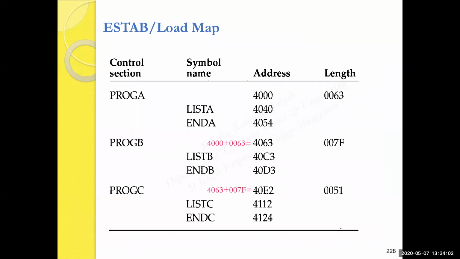As I mentioned earlier, loaders have the option to print what is known as a load map, which labels all external symbols and their addresses, also including the length. This is a snapshot of the load map created for the example that we had considered, which contained in the input three control sections: program A, program B, and program C.